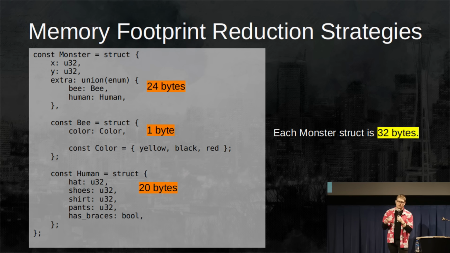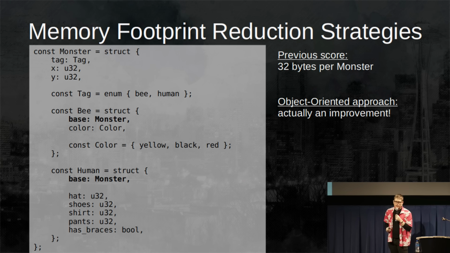Okay, so let's check a different strategy. Let's try organizing our data a different way. Here, I've taken an object-oriented approach, or you could just call it polymorphism. To me, those two things mean kind of the same thing. We've reorganized the data so that there's a base struct with tag, X and Y, and then each specialization just adds stuff. So the bee adds color, and the humans add hat, shoes, shirt, pants, and braces, right?